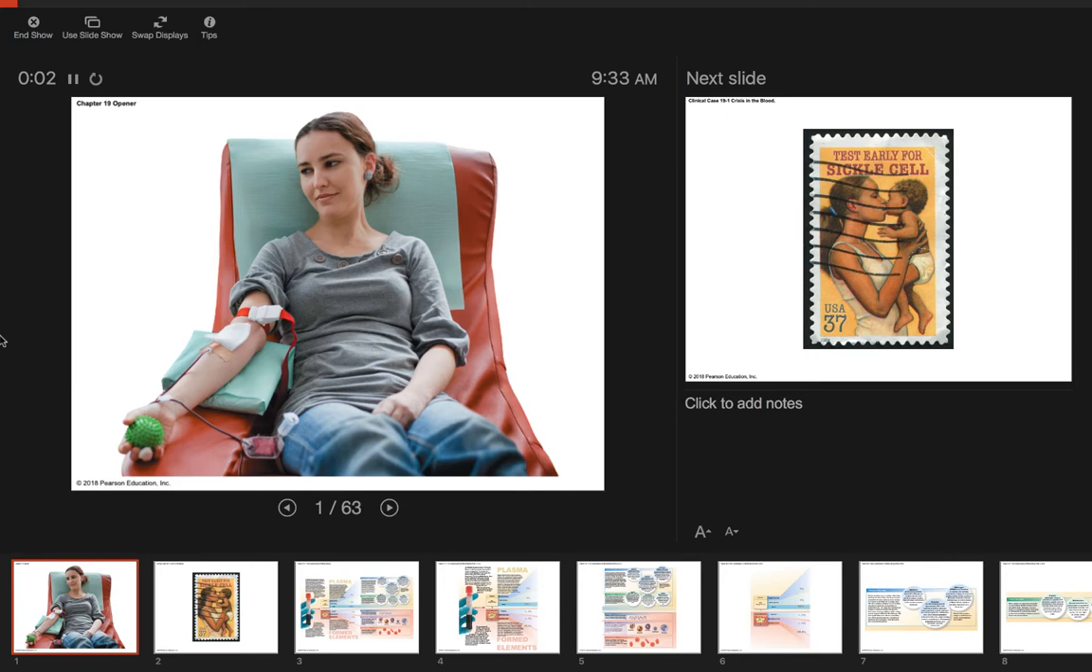Okay, so what we're going to go over today, we're kind of switching gears here, and we're going into the cardiovascular system. The next three chapters involve the cardiovascular system. So that means the heart and the blood vessels and the blood. And today we're going to start out with the blood. We're going to look at the different components of blood, right?